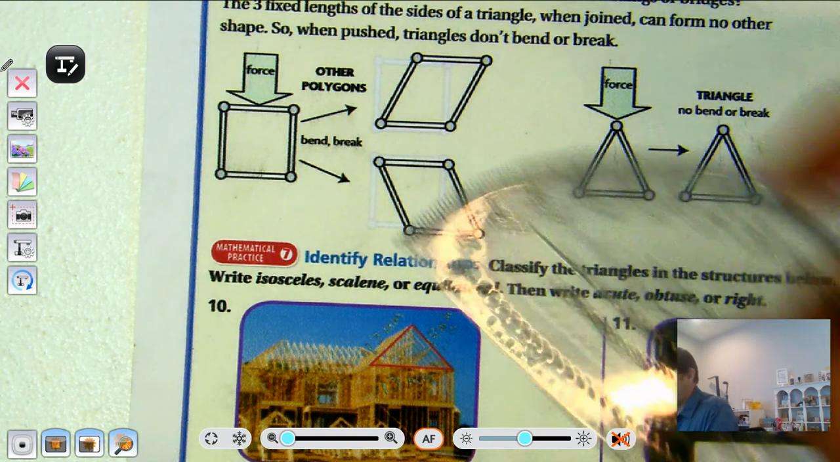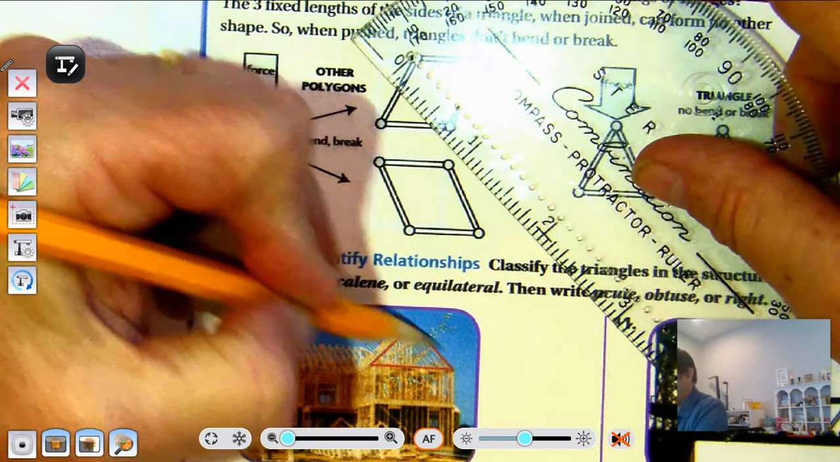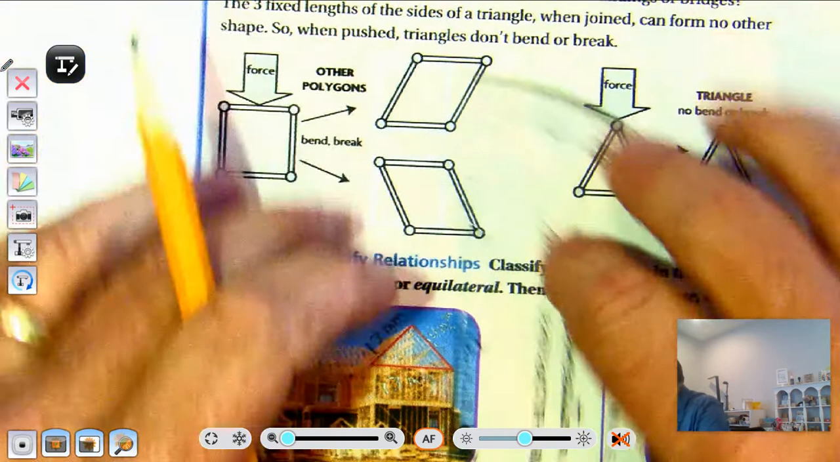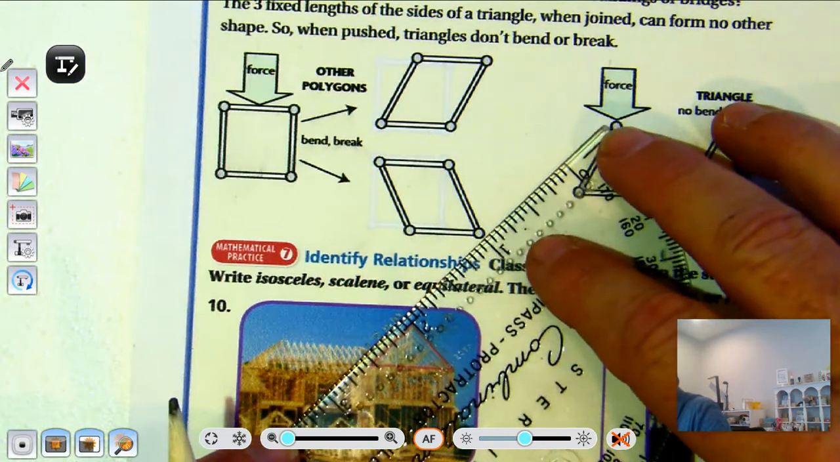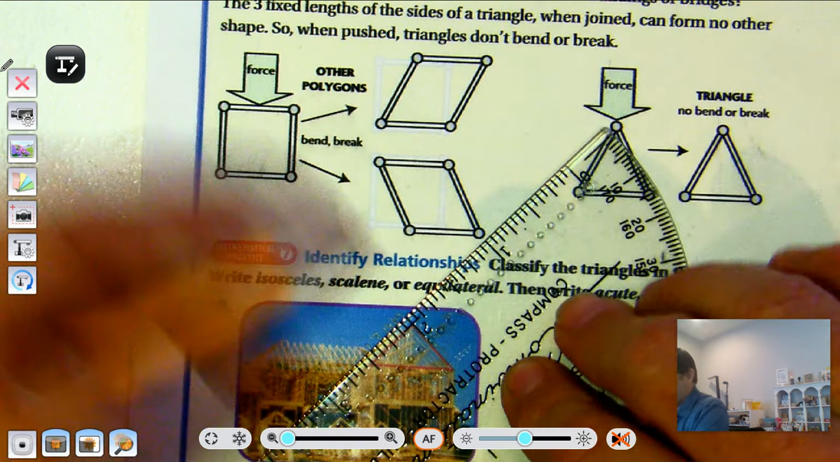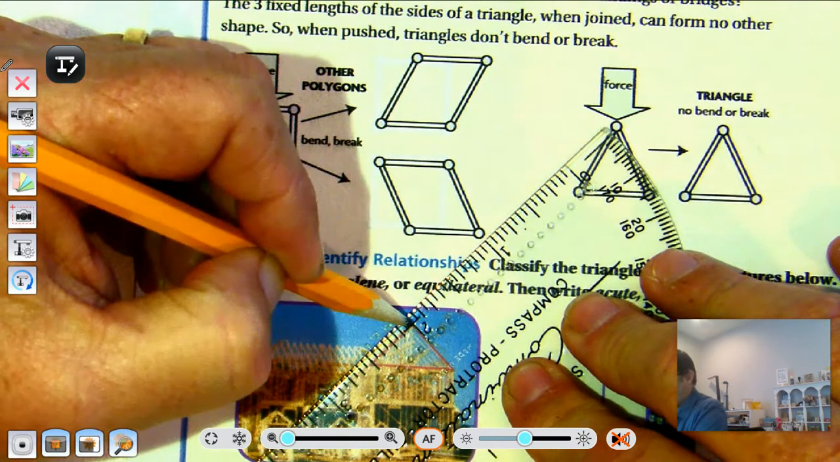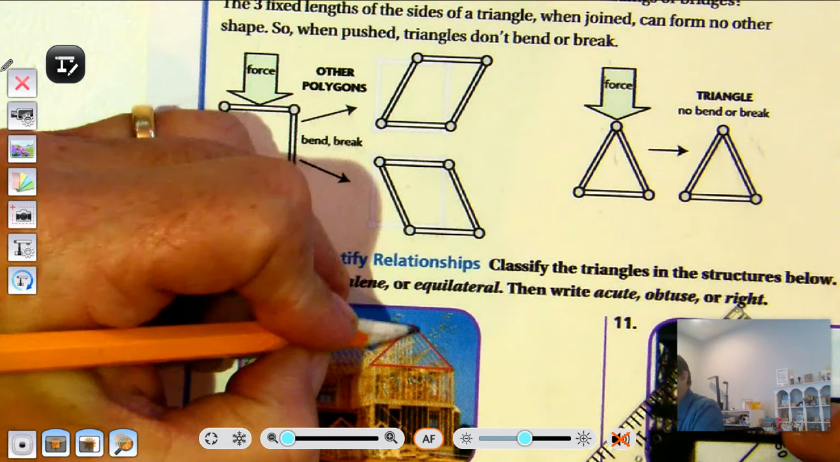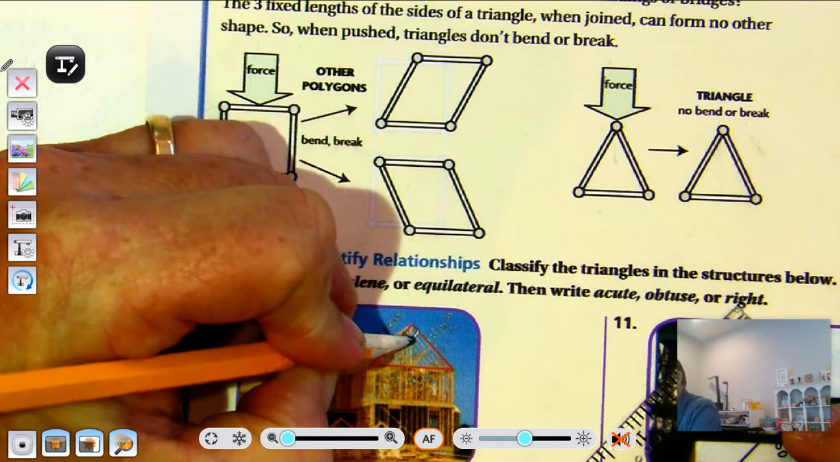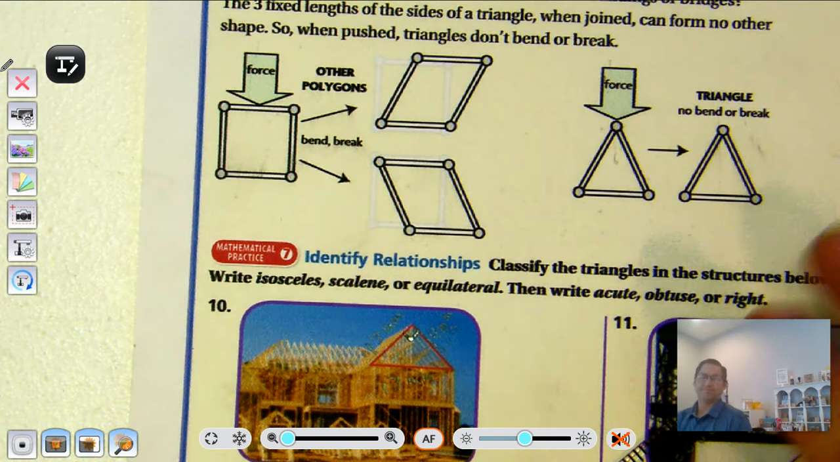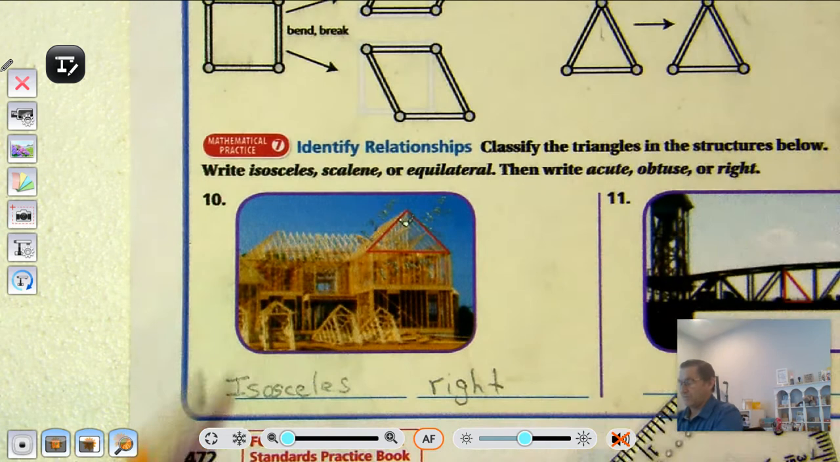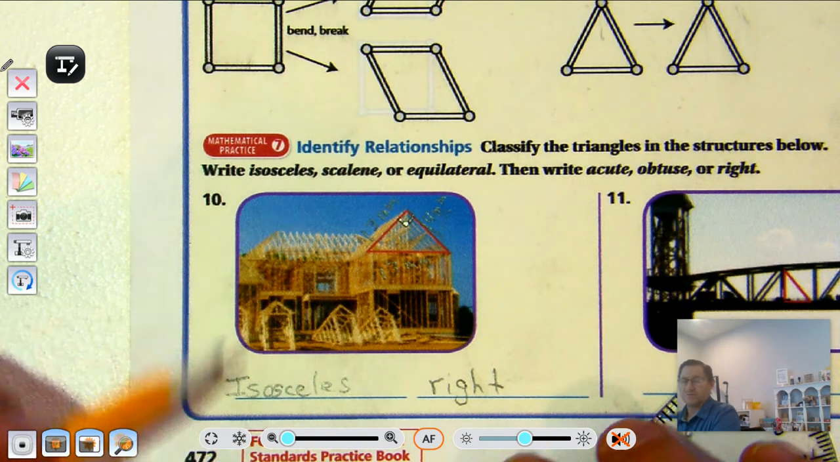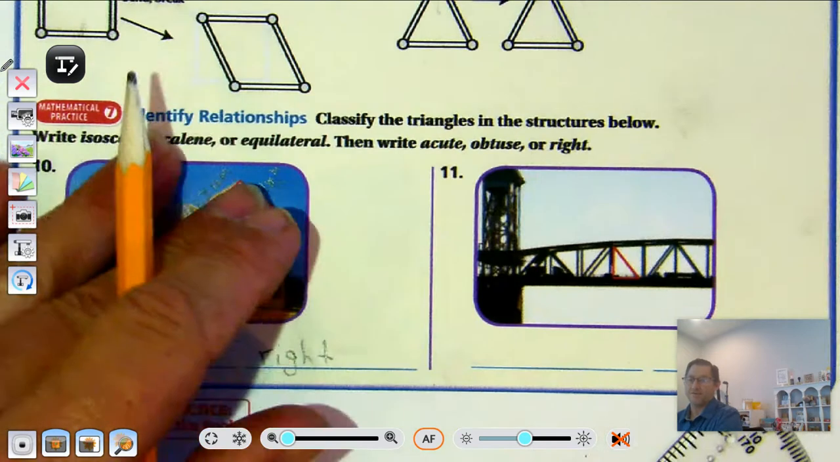So let's confirm that one of these is a right angle. Sorry about that. Okay, so this angle here is lining up exactly at 90. So this is a right angle. Okay, so it has one right angle. 2 of the sides are equivalent, so isosceles right triangle.